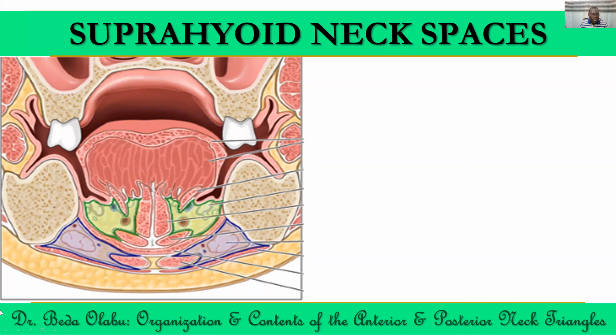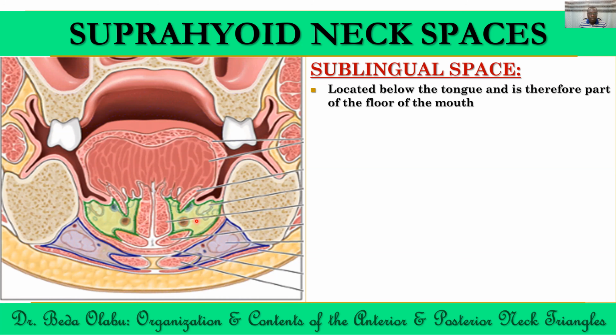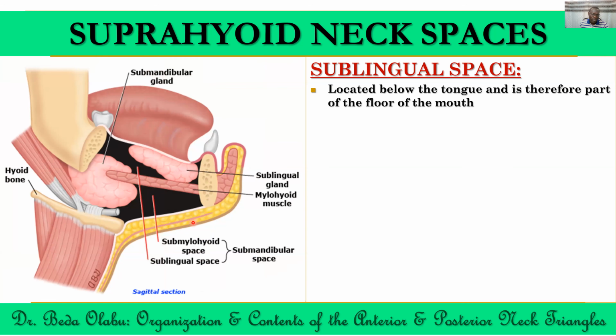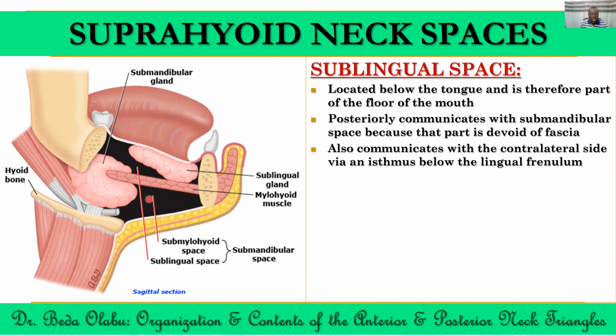Okay, the next space to talk about is the sublingual space. This is the sublingual space. The sublingual space is just below the tongue, and so it's part of the floor of the mouth generally. In this image, that's the sublingual space. Posteriorly, as we mentioned, sublingual space will continue or communicate with the submandibular space, and for that reason some people consider them as one.